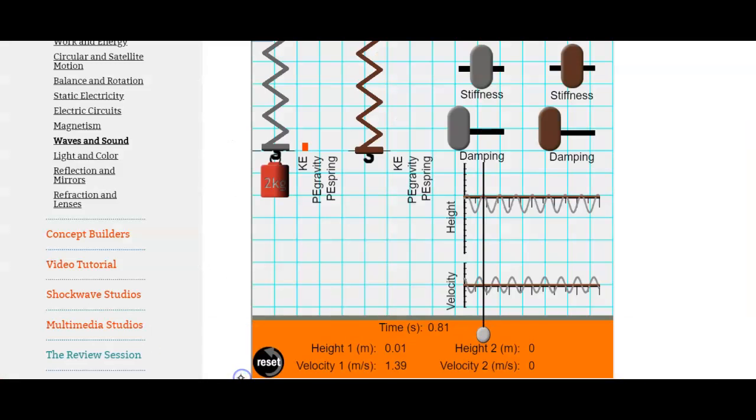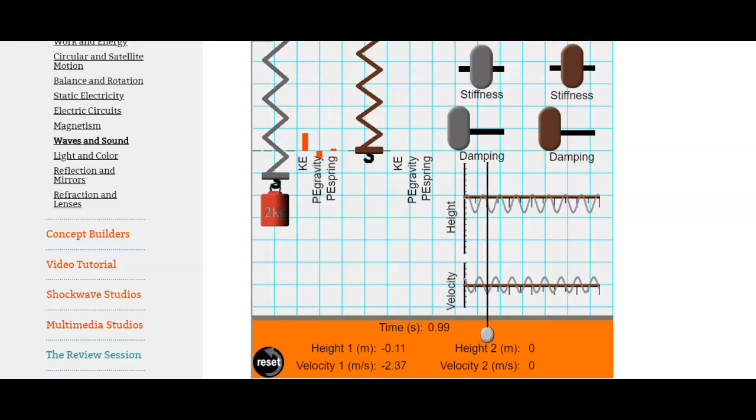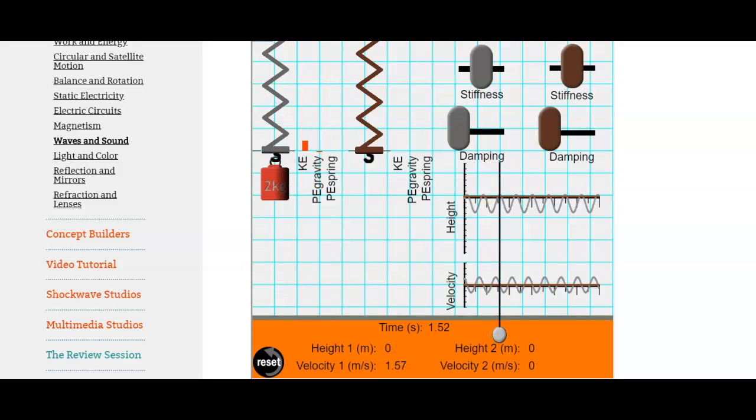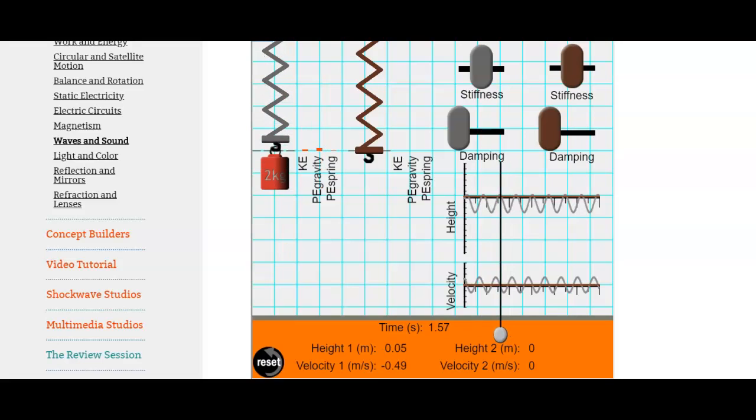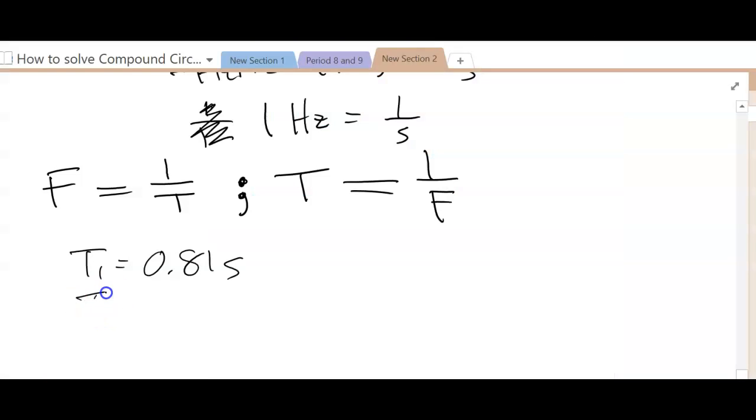Let's go back to the sim. Let's move the bar to when it goes all the way down and then all the way back up to where it started. That's one full oscillation, went all the way down, back up to where it started. What's the time now? Let's get it right to the very top. 1.52 seconds is what it says there. So let's add that. T2 equals 1.52 seconds.